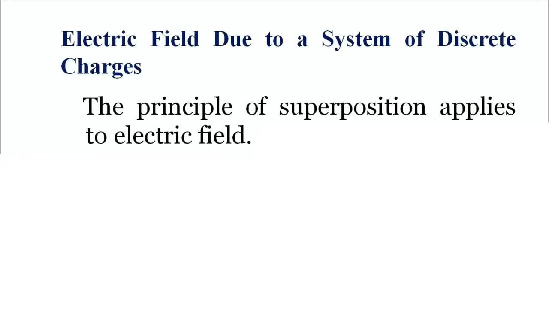Now, let us find the electric field due to a system of discrete charges. Here we are having different charges Q1, Q2, Q3. We are interested in finding out the electric field at point P. So, we will find it by the principle of superposition. Now, we will find the expression of electric field due to a system of discrete charges on the board.